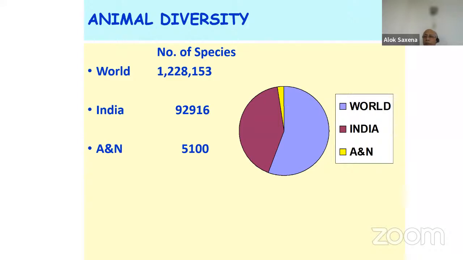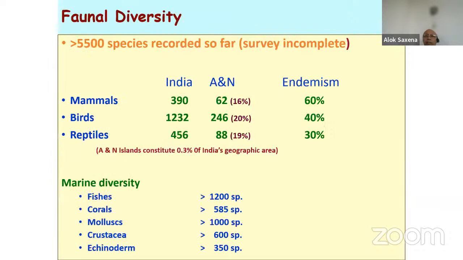Then about this animal diversity, this is a more important slide. Now you can see that the Andaman and Nicobar Islands constitute only 0.3% of India's geographic area. But if you see the species richness, it is quite high. For example, in the case of mammals, 16% of the mammals of India are found in these islands, though they represent only 0.3% of the geographic area.